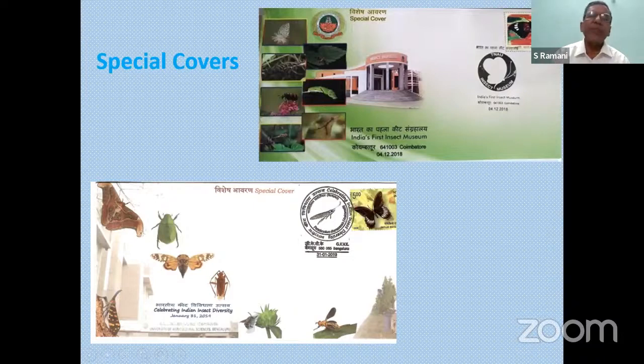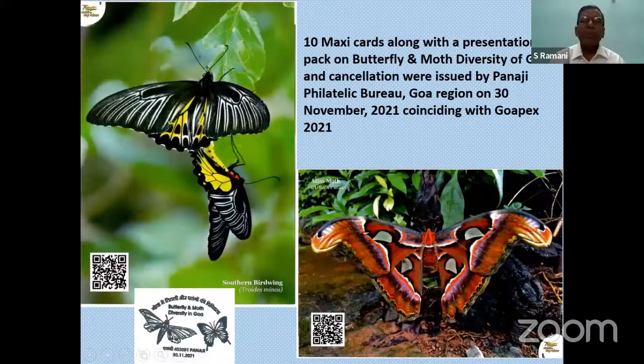Ten maxi cards have been produced by Goa with a presentation pack on butterfly and moth diversity, and also a cancellation coinciding with GoaPex, a philatelic exhibition that was held in November 2021. Goa has produced these four beautiful maxi cards with the butterflies and moths featured on them, as well as this QR code, which will take you to the Wikipedia page for this particular butterfly or moth.